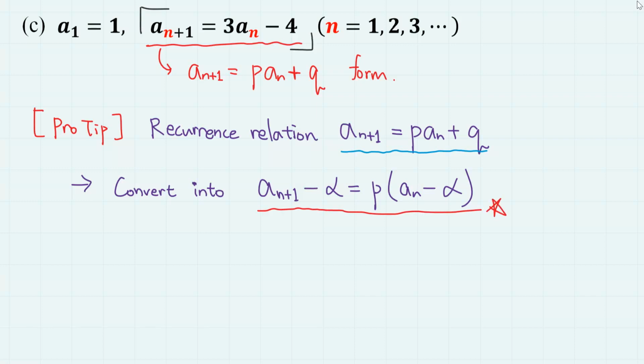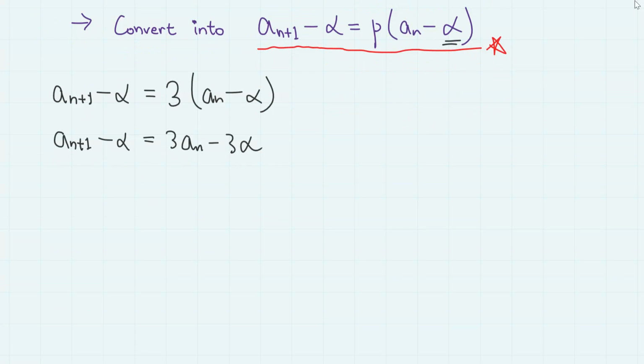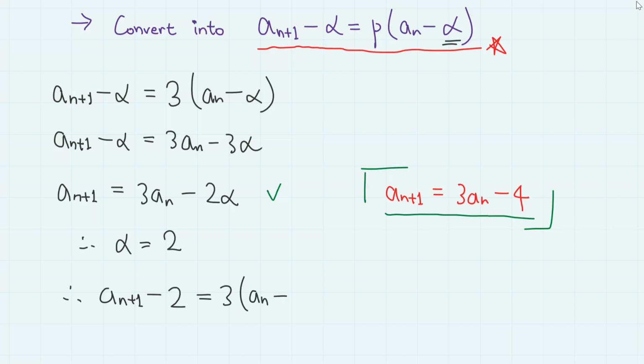So for our specific problem, let us find alpha satisfying a_{n+1} minus alpha equals 3 times (a_n minus alpha). This means that a_{n+1} minus alpha equals 3a_n minus 3 alpha. So we have a_{n+1} equals 3a_n minus 2 alpha. If we compare this to the given relation a_{n+1} equals 3a_n minus 4, we know that alpha equals 2. Therefore, we can write the given recurrence relation as a_{n+1} minus 2 equals 3 times (a_n minus 2).